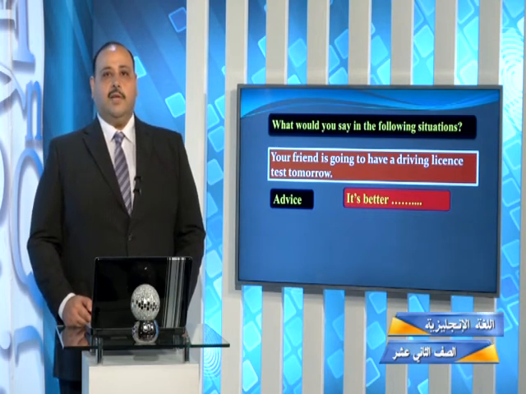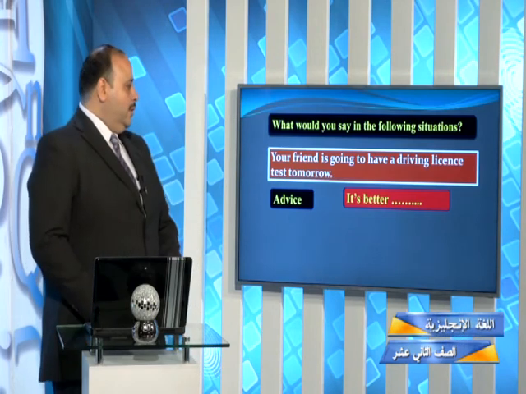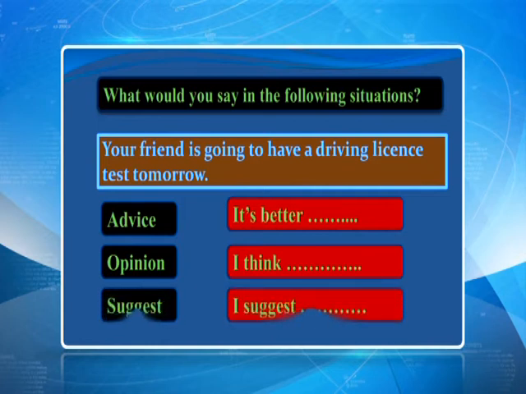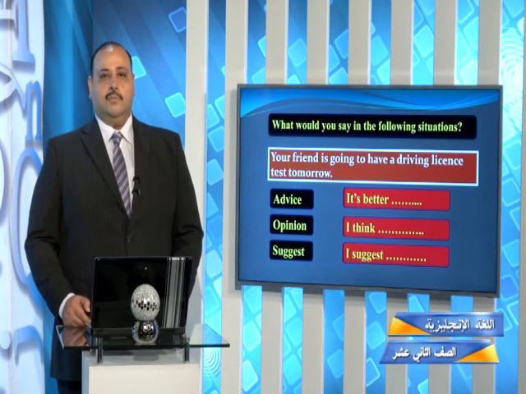You say, "I advise you," "It's better to," or "If I were you." Also, you can use opinion. You will say, "I think," or "In my opinion." I think you should sleep early. In my opinion, you have to follow the traffic rules. And finally, you can express your suggestion, that is to suggest, saying, "I suggest," or "How about," or "What about."